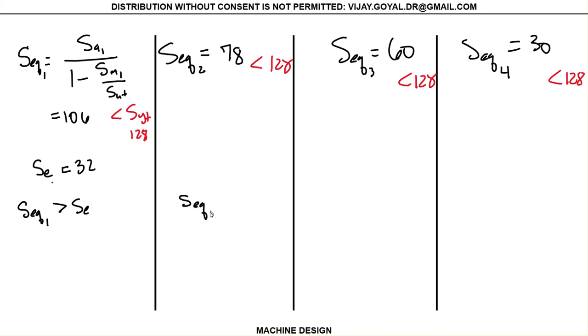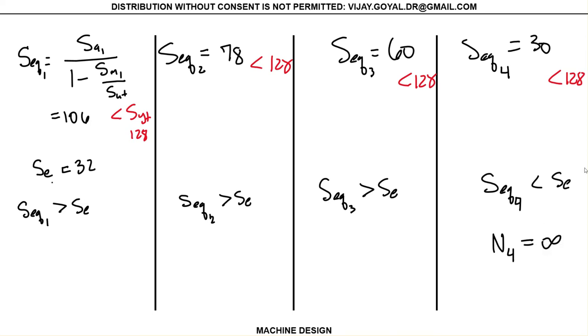Here, this is 2. This is bigger than SE. You can see this is bigger than SE, so I have finite life. Here, this is also bigger than SE, okay? And this one is actually less than SE. So here, immediately, I know that my life is equal to infinite life. Here, I need to use my equation to find my life.